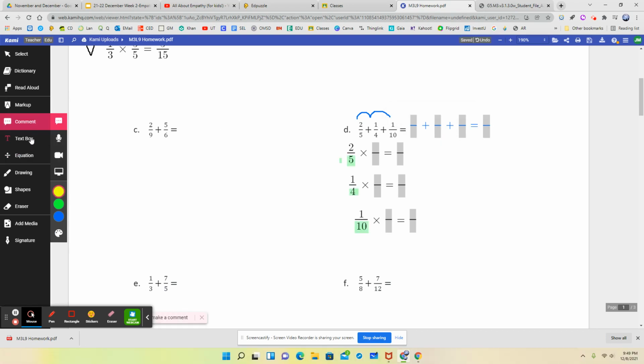In this case, we have to do multiples of each of the denominators. So let's make multiples of 5s. So that's 5, 10, 15, 20, 25. Okay, we're gonna stop right there.